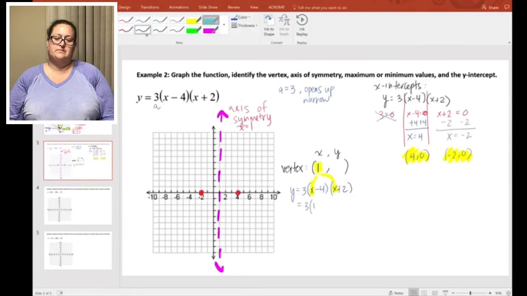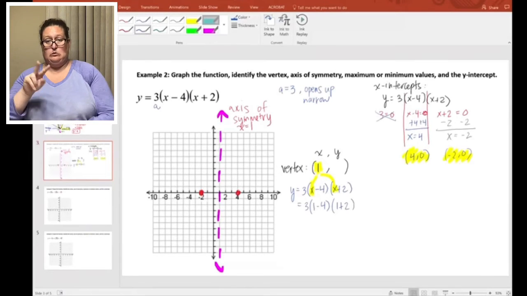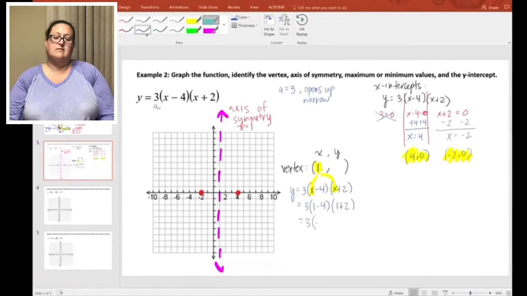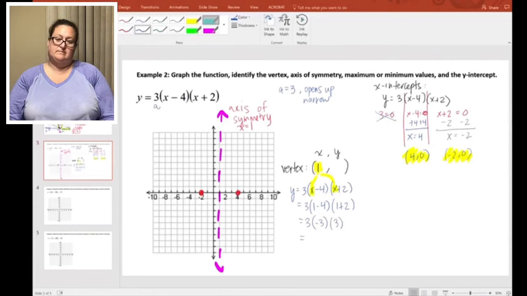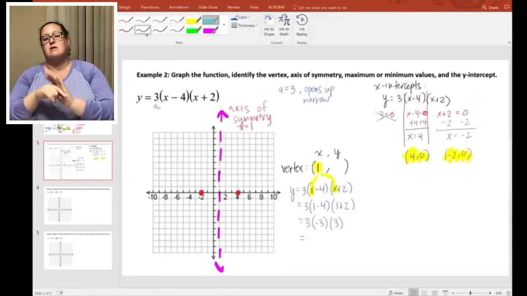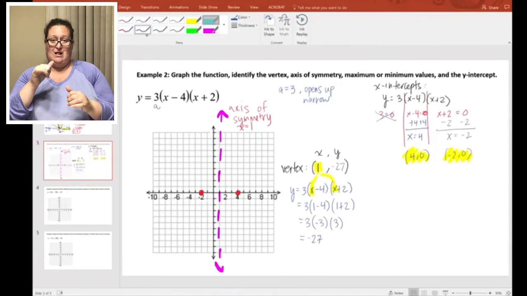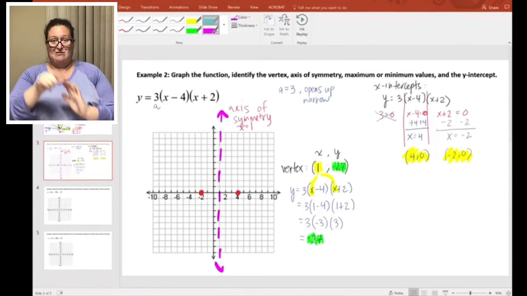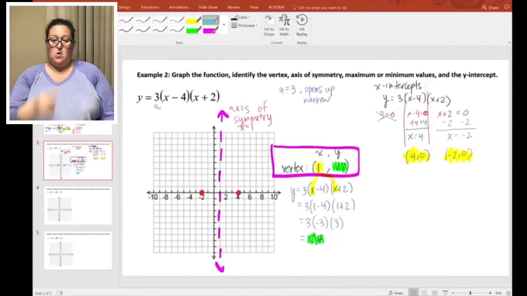So that's 3 times (1 minus 4) times (1 plus 2). 1 minus 4 is negative 3. 1 plus 2 is 3. And this is going to give us 3 times negative 3, which is negative 9, and negative 9 times 3 is negative 27. So the y value of my vertex is at negative 27. So now I need to plot my vertex at (1, -27).